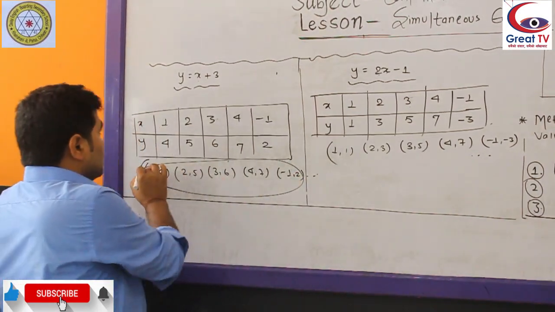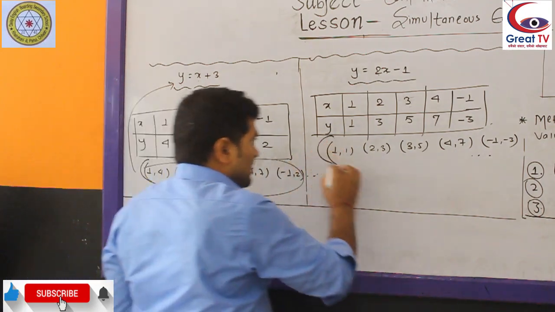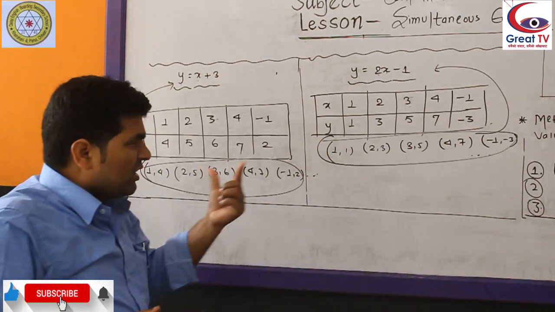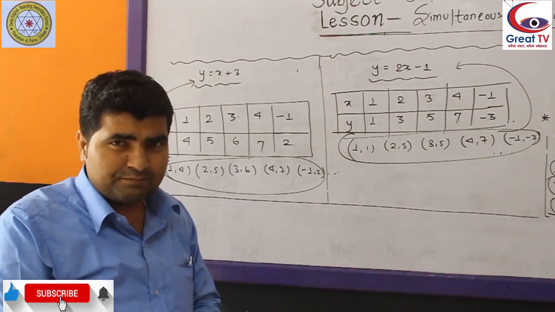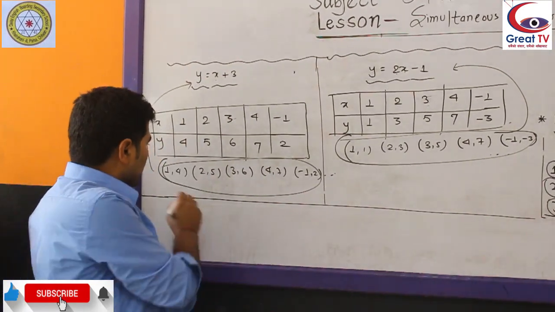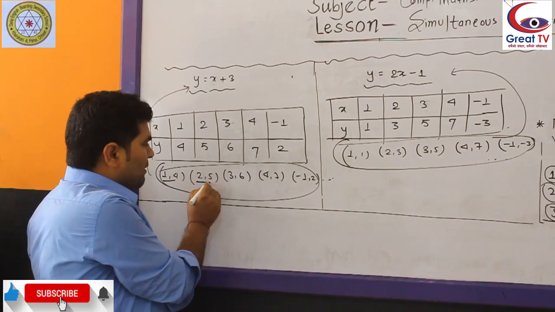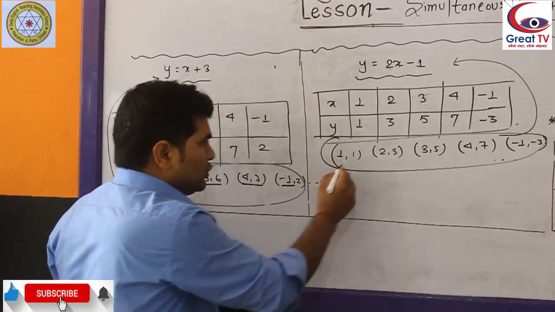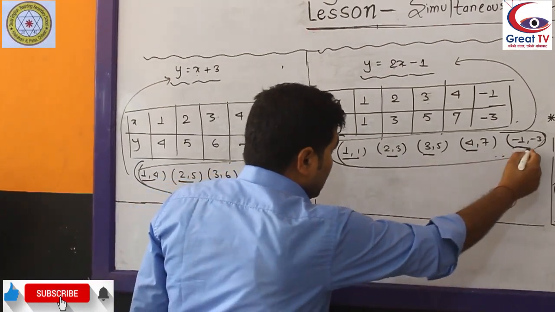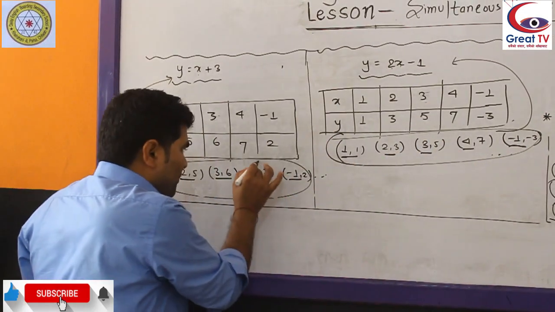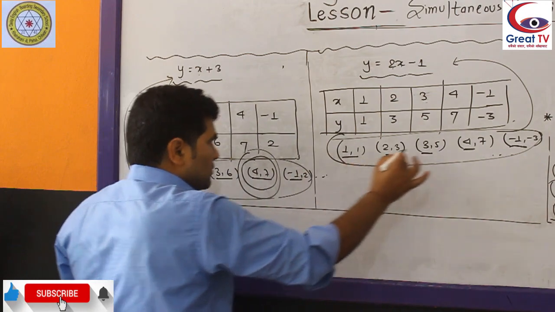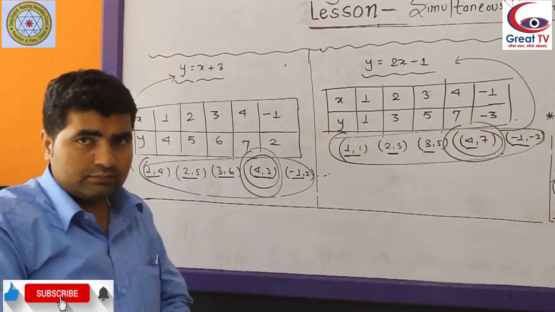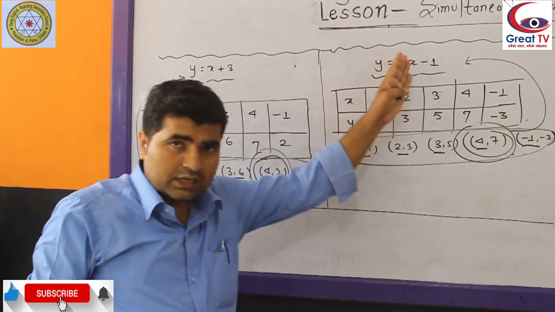These are the pair of solutions of the first equation. These are the pair of solutions of the second equation. Out of them, are any pair of solutions common or not? Look here: 1, 4; 2, 5; 3, 6; 4, 7; minus 1, 2. Here all are pairs of solutions of this one. Out of them, 4, 7. Here also 4, 7. This one pair of solution is common to both equations.